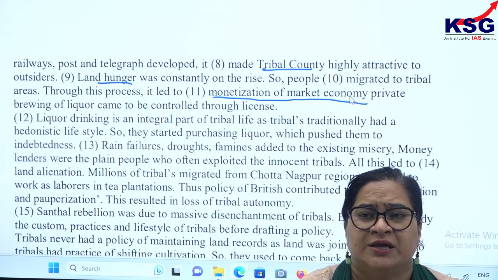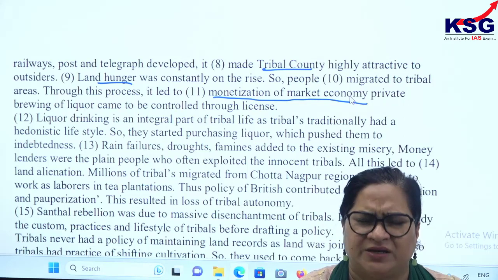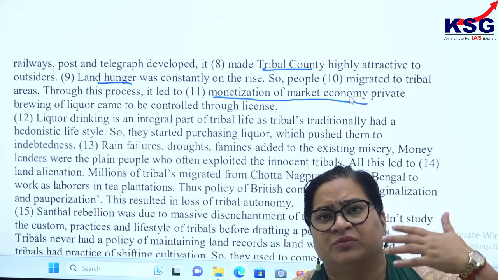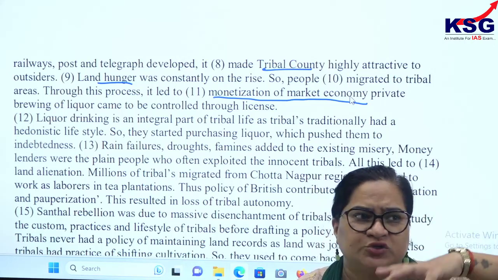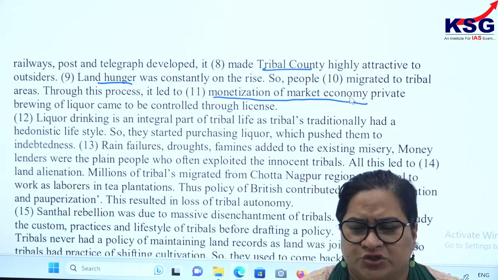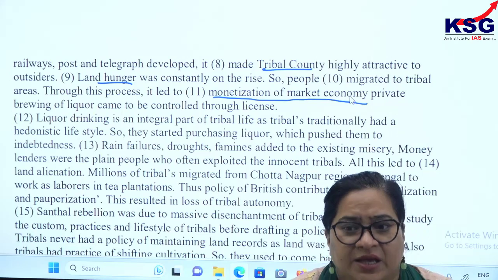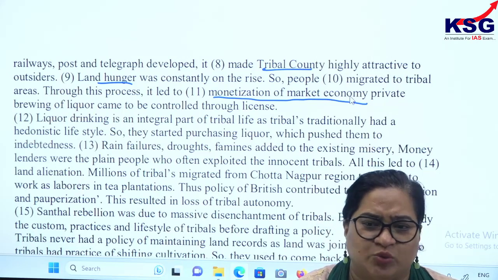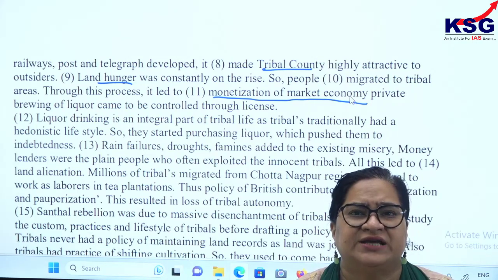What is hedonistic? Eat, drink, make merry, have a comfortable, easy, simple life, but a fulfilling life. Fulfilling in terms of physical condition, not materialistic condition, because you're not into hoarding of property, but a condition of existence. So that's what we can associate with. Again, we can see liquor drinking was an integral part of tribal life, and that was no more possible because you could not brew it at home.